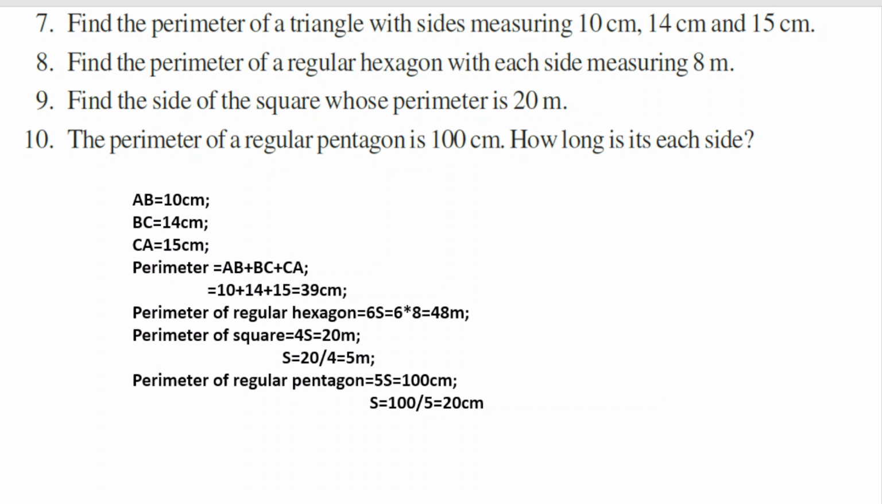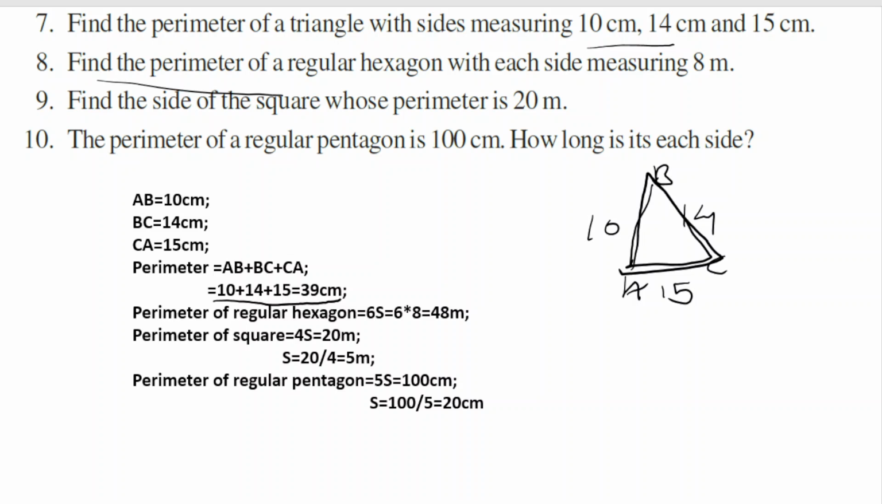And coming to the next one, find the perimeter of a triangle with sides measuring 10 centimeters. Suppose this is a triangle ABC and here the lengths were given as 10 centimeters, 14 centimeters and 15 centimeters as its sides. The perimeter is nothing but AB plus BC plus CA, that is equal to 10 plus 14 plus 15, that is equal to 39 centimeters.